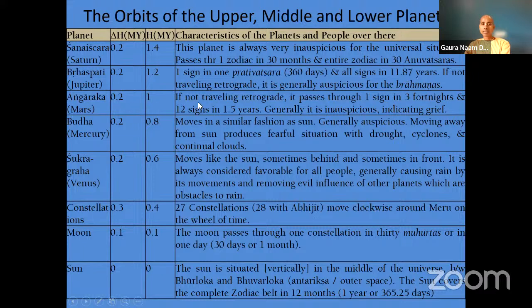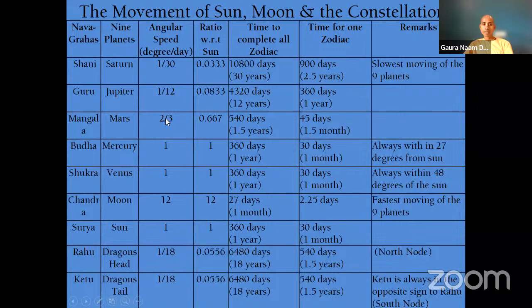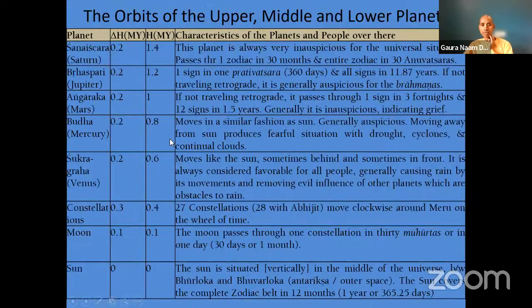And then Angaraka Graha, generally it passes through one sign in 3 fortnights. The speed is 2/3 per day. So in 45 days, it completes one sign, and it will take 540 days to complete the complete zodiac. And this is generally said to be an inauspicious graha.